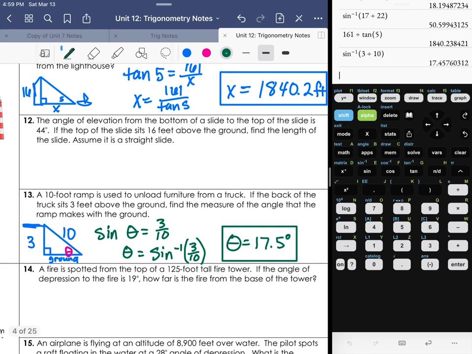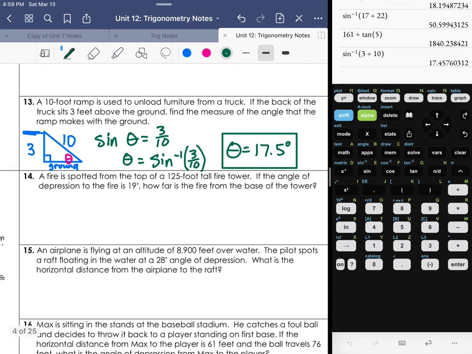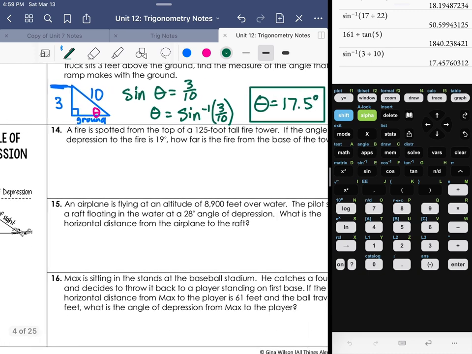Those were all problems where the ramp is going up from the ground. The guys in the boat are looking up to the top of the lighthouse, so that's the angle of elevation. For angle of depression, we're going to be looking down.